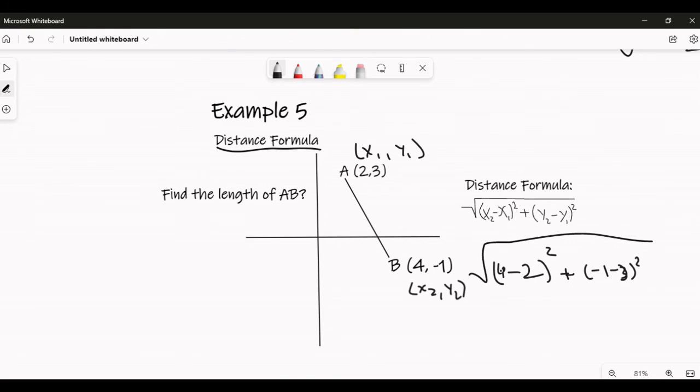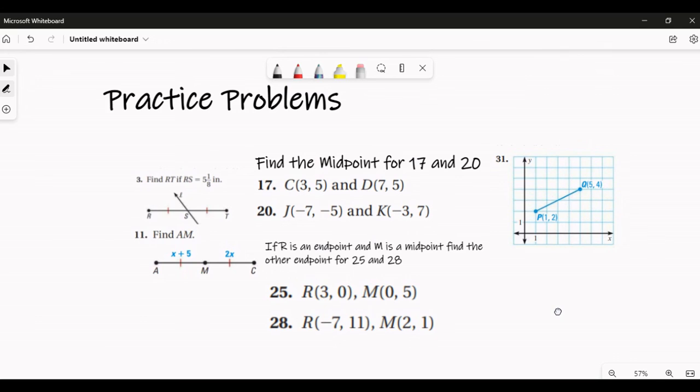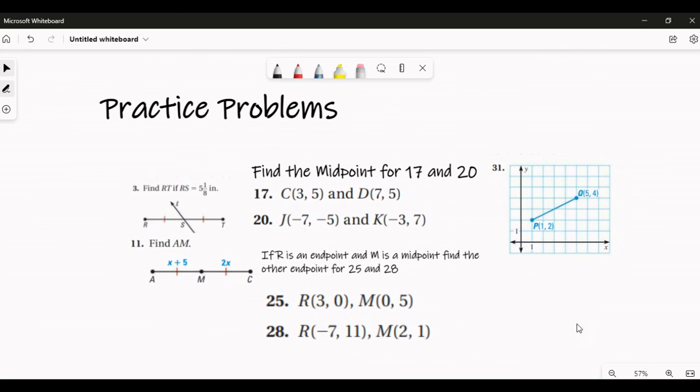And then we just have to simplify this. 4 minus 2 is 2, 2 squared is 4. Negative 1 minus 3 is negative 4. Negative 4 squared is 16. And then the square root of the entire thing gives us root 20, which is the distance of AB. Now to some practice problems. If you want to take a screenshot of this or pause this, feel free to do so.